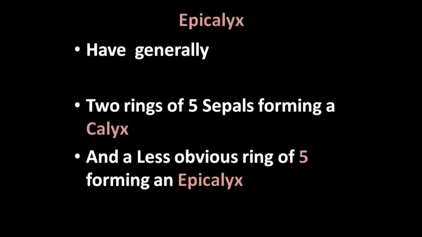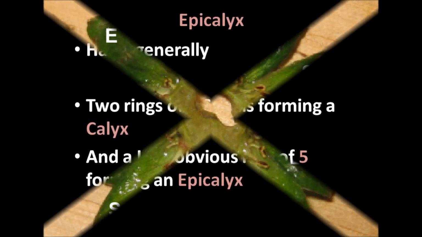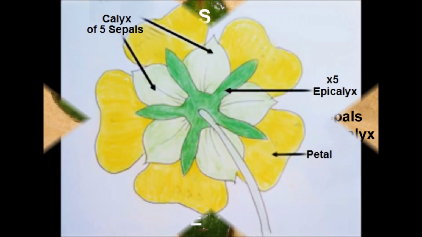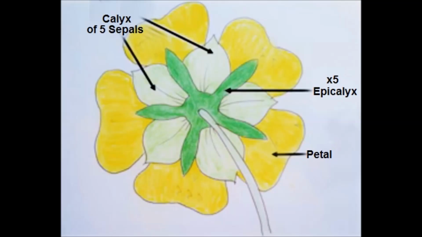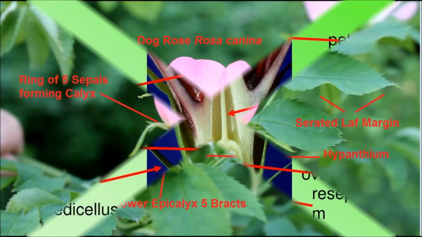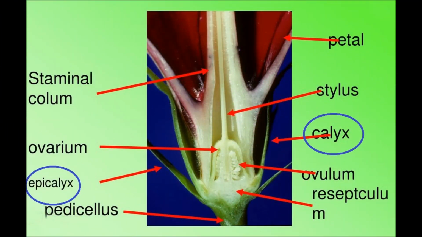Another feature of the family is it contains an epicalyx, or in other words 2 whorls of 5. 5 sepals fused to form the calyx, and an additional 5 strap-like bracteoles forming another structure known as the epicalyx. The following images indicate the position of the epicalyx, which is below the sepals, and often give the impression of 10 sepals as opposed to 2 whorls of 5.